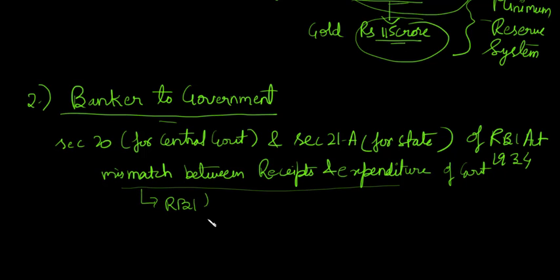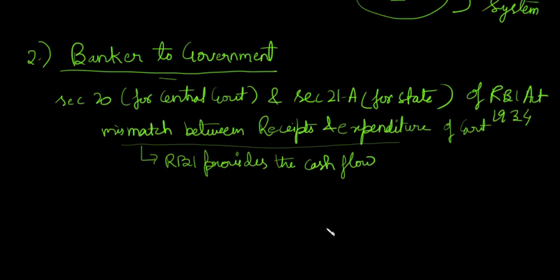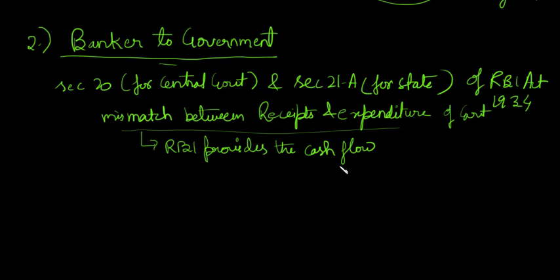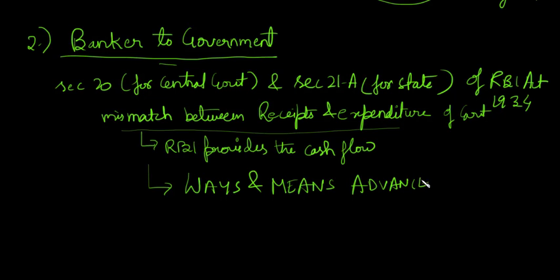RBI provides the cash flow in case whenever there is a mismatch between receipts and expenditure of both the central and state government, and this phenomenon is known as ways and means advances. This whole phenomenon is ways and means advances.